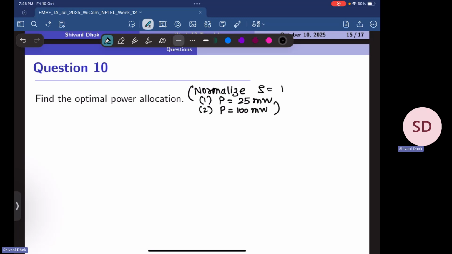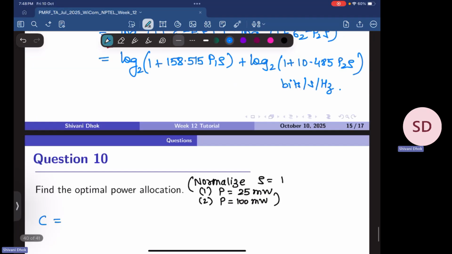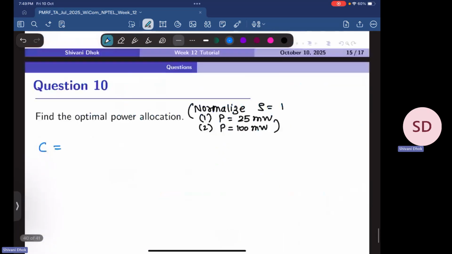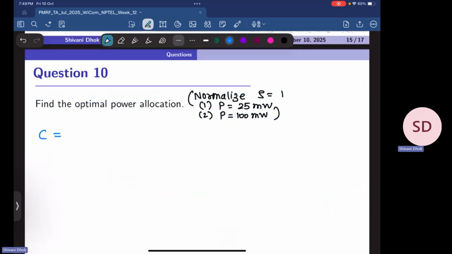Okay, so let's do it. So the C now becomes your rho is equal to 1. So now I have log of 1 plus P1 sigma 1 square plus log of 1 plus P2 sigma 2 square. I'll construct my Lagrangian.